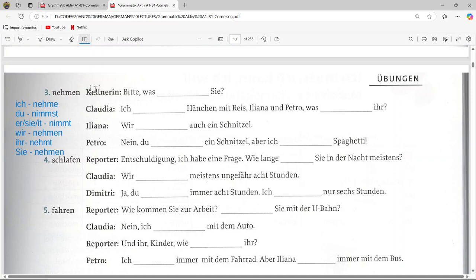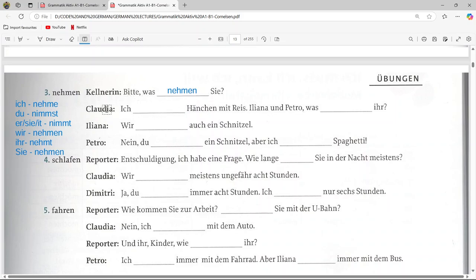Okay, so it is a conversation between Kellnerin, Claudia, Ileana and Petro. So four people are talking. What is Kellnerin? Kellnerin means waitress. So they are in the restaurant, and see what they are saying. Bitte, was, so the form is Sie. This Sie is a formal Sie. So, was nehmen Sie? The waitress is saying, so please, what would you like to take?